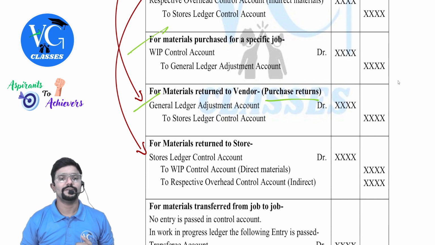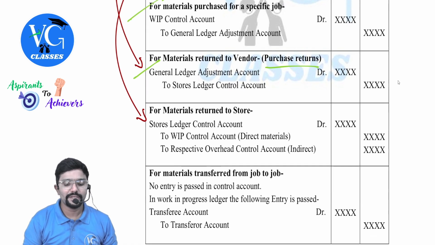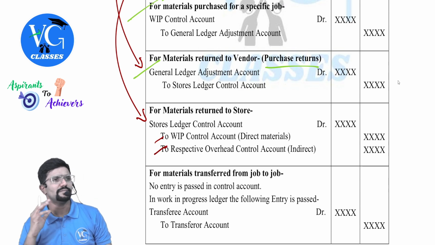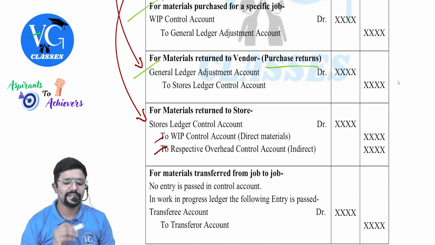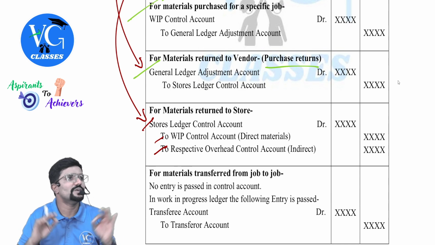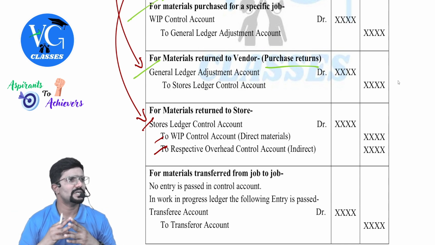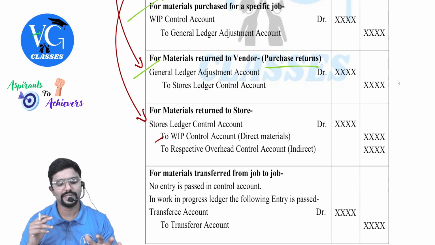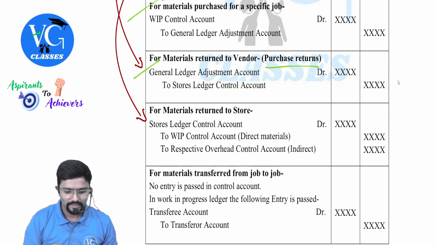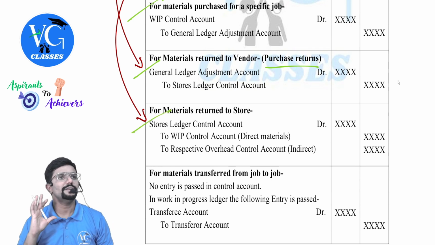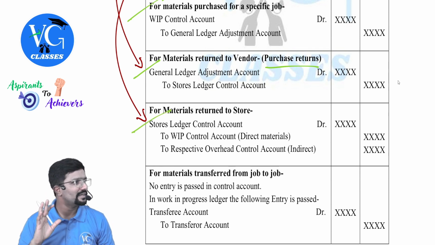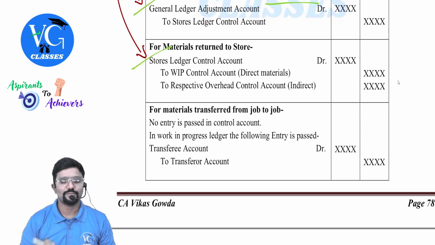If direct material is given back, credit WIP. If indirect material is given back, credit the respective overhead, or factory overhead. Then we are receiving it back, so debit what comes in: the store ledger. It is just the reverse of the above. Sir, are we posting it? No, we are not doing it. Clear? Returns we are not posting.